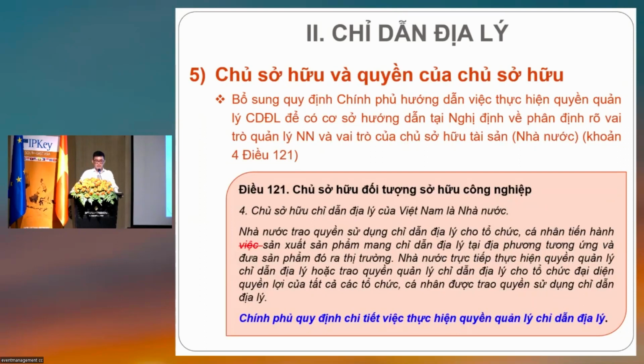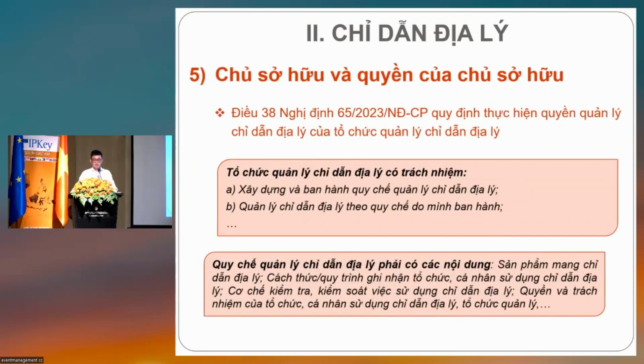Now, the last point is that government's regulations, and after that there will be basis for guidance. Other decrees clarify the state management roles and also the asset ownership that has been specified in Decree 65 2023, especially Article 38, which clarifies things regarding GI.